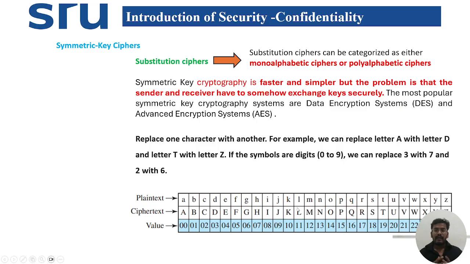This is letter encryption. When it comes to numerical digits or symbols, changes like 0 to 9, we can take that 0 to 9 and replace 3 with 7 and 2 with 6. So these are the methods to encrypt the data, but the key should be known to the receiver side also.